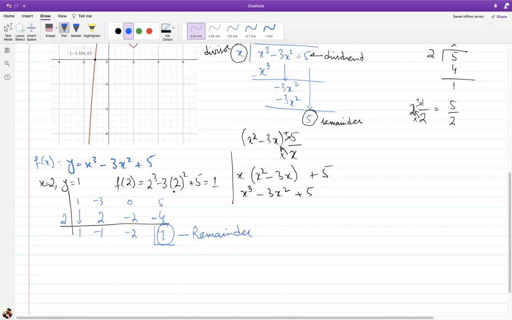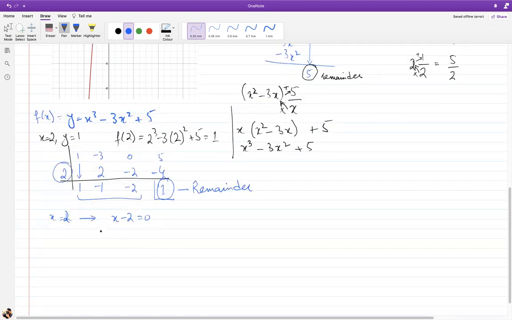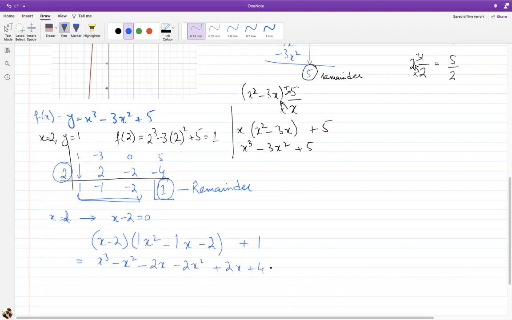So using synthetic division, what am I actually saying? I'm saying when x is 2, that means x minus 2 equals 0, right? This is what I'm dividing it with. So x minus 2 times these numbers here, x squared minus x minus 2, and when I add the remainder, I should get my equation back. Let's try it. x cubed minus x squared minus 2x minus 2x squared plus 2x plus 4 plus 1, and there you go. This minus 2x, this plus 2x, x cubed minus 3x squared plus 5, right? Amazing, right? Yes. I'm able to get whatever value I wanted just by looking at this division.